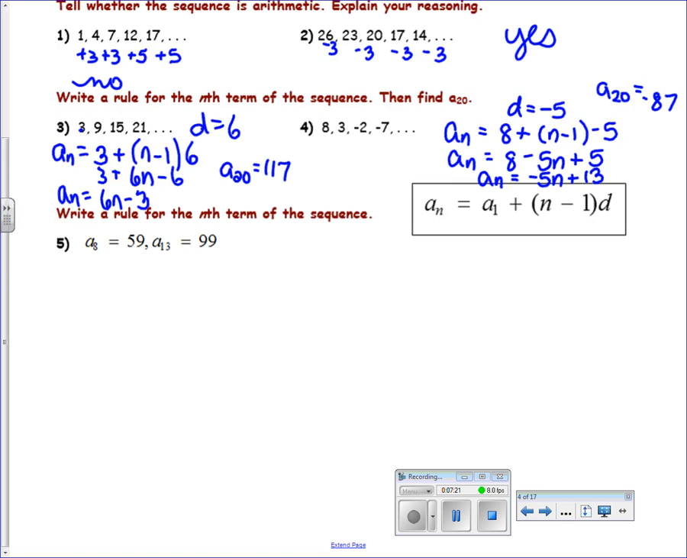Okay, so for writing a rule for the nth term of the sequence, the problem is, do I know what the first number in the sequence is? No. So that's part of my problem. And I can't really find the d right now because I'm not looking at a full sequence. So what we do is we're going to use this rule that I have here to help me out. Let's just work this out. So let's say it's a to the 8th. We're going to put that value in here. So that's going to be 59.